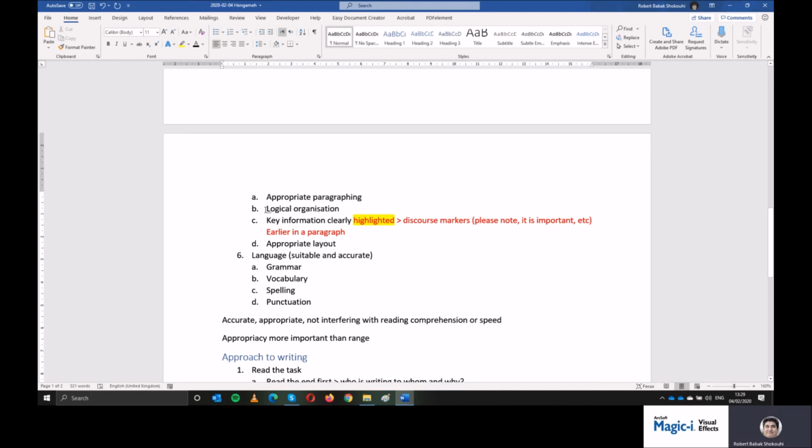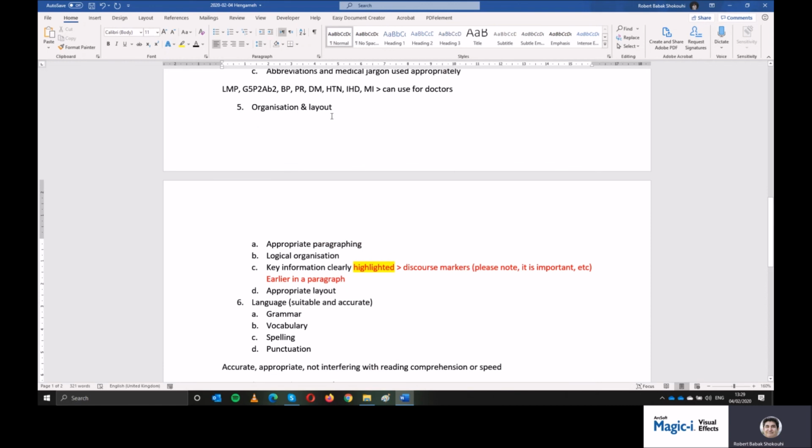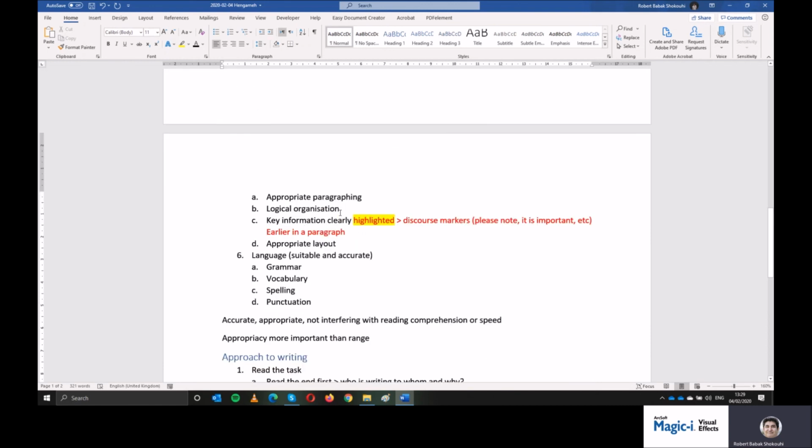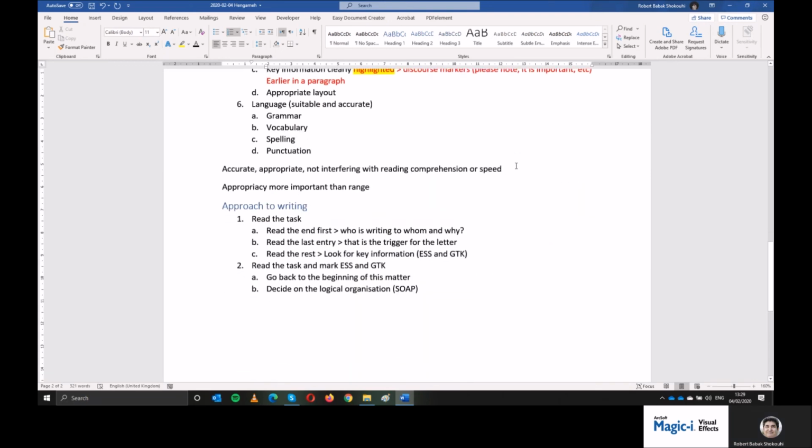We need a logical organization. Do you remember this in the organizational layout? We need a logical organization. So even if the case notes are not logical, you need to change the order. Or if the patient has had 2 X-rays, you just say the patient had 2 X-rays. The first one was normal. The second one was this.